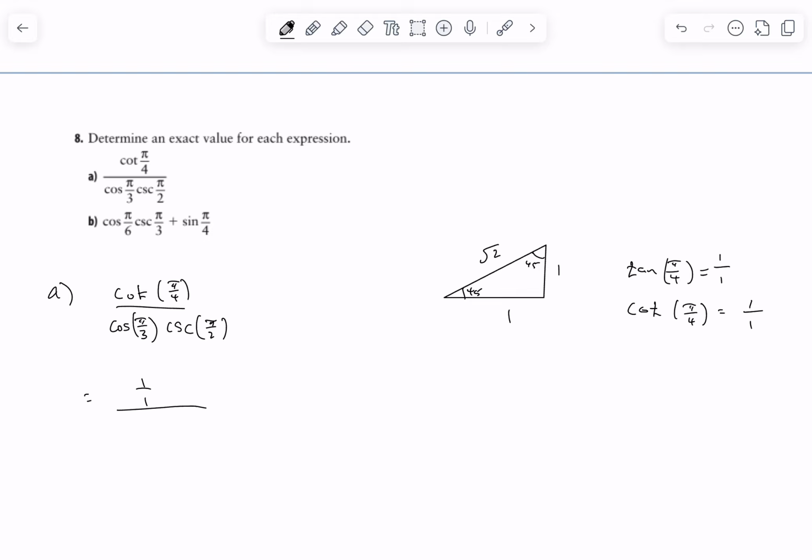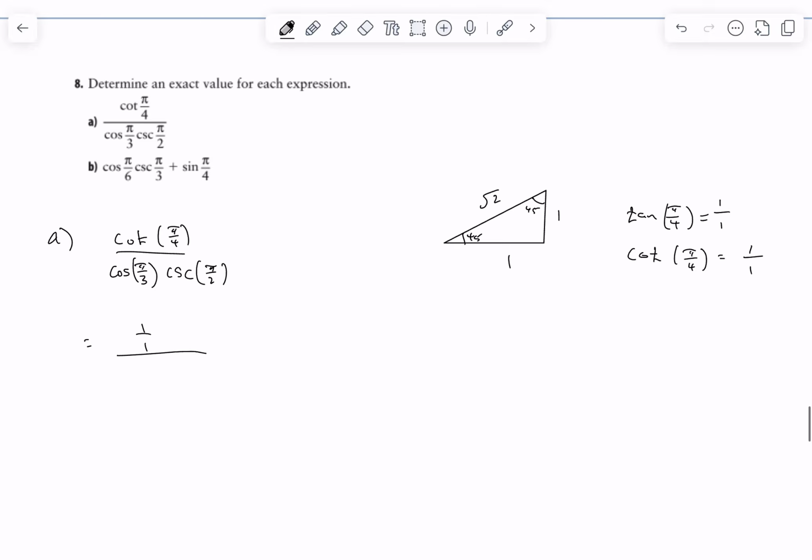Okay, divided by. Now I'm going to draw the triangle for pi by 3. So pi by 3 is going to be 60 degrees. Okay, try to draw it a little bit better this time. 60 degrees. It should look like this. So this is pi by 3, 60 degrees. That'd be pi by 6. We know that opposite of pi by 6, since pi by 6 is the smallest angle, that's going to be 1. That's going to be root 3, and that's going to be 2.